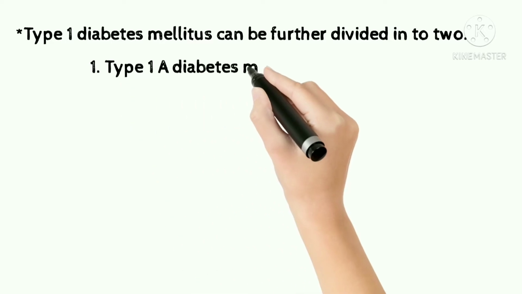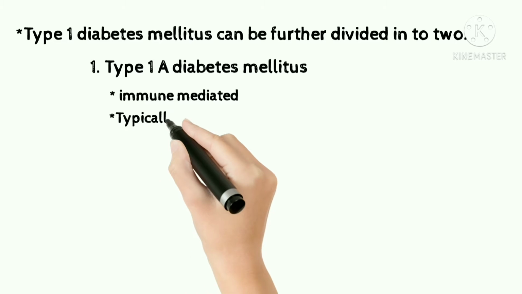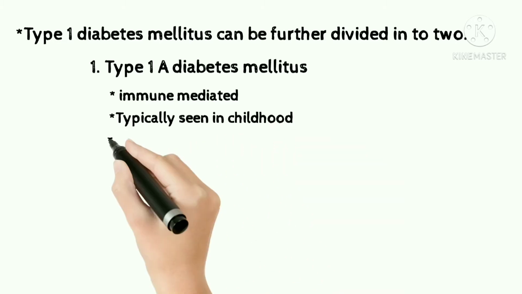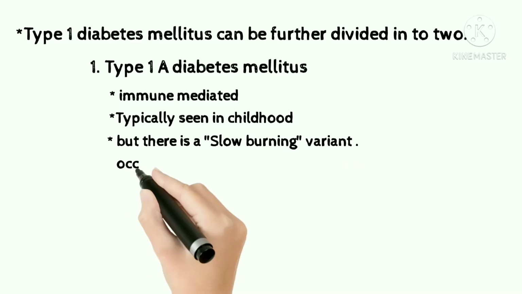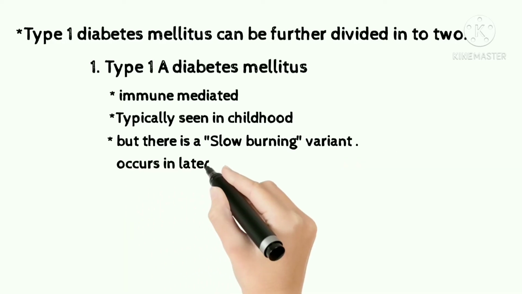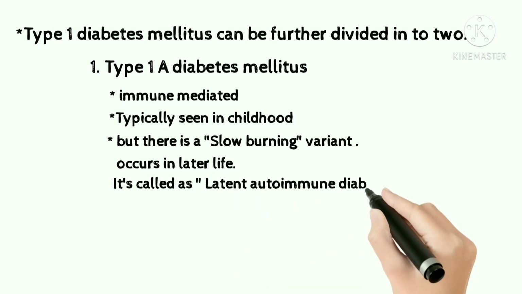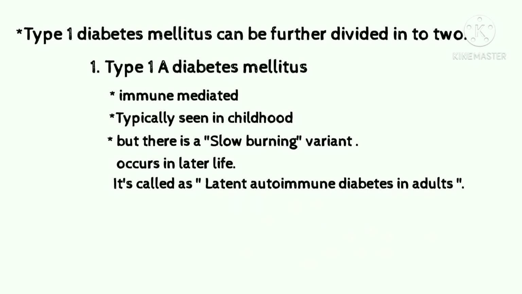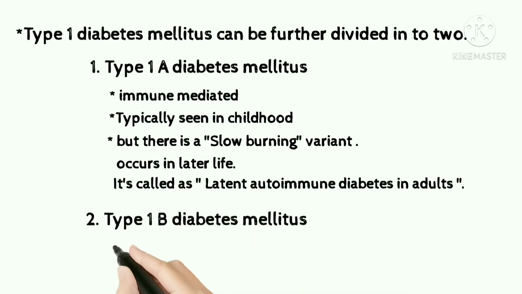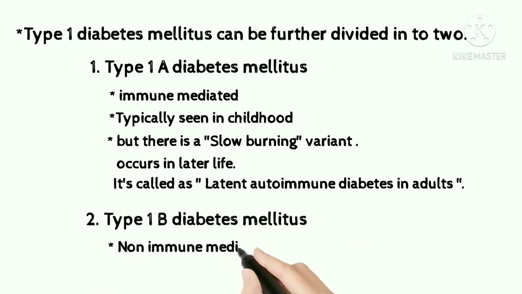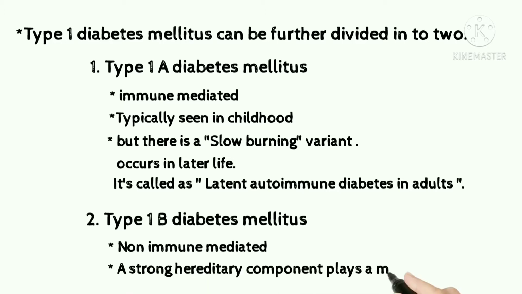In type 1a diabetes mellitus, it is immune-mediated DM, typically seen in childhood. But a slow-burning variant of diabetes mellitus also occurs in later life. It is called latent autoimmune diabetes in adults. In type 1b diabetes mellitus, it is non-immune-mediated DM. Here a strong hereditary component plays a major role.